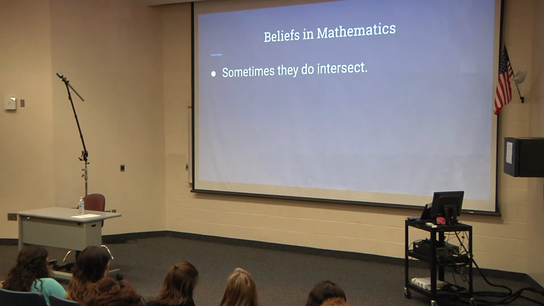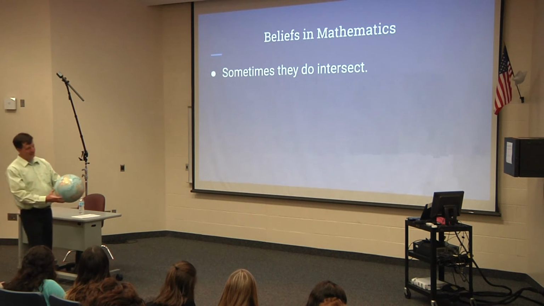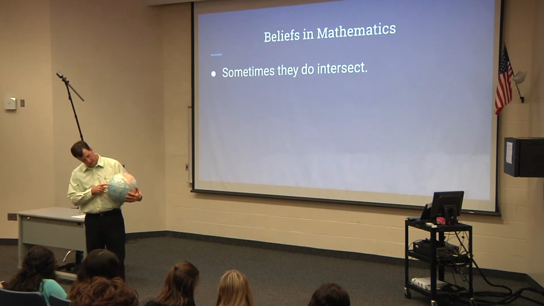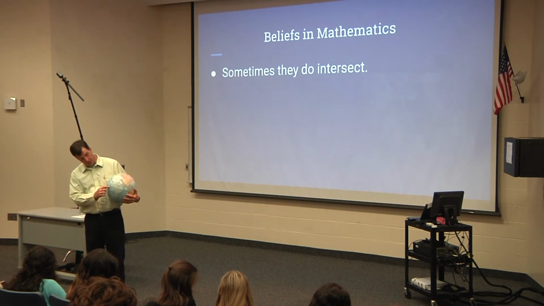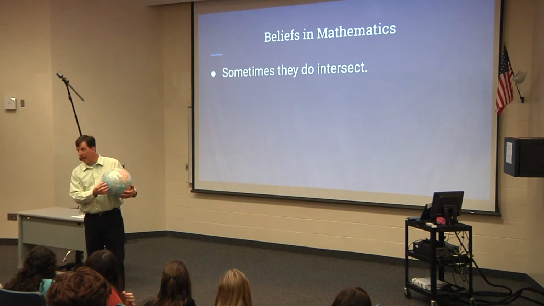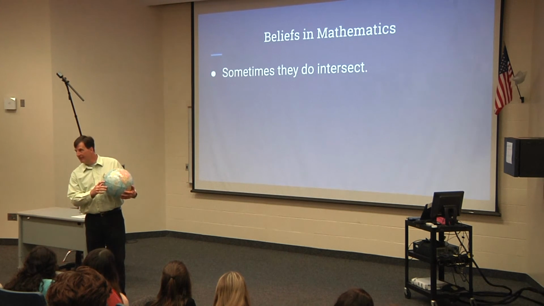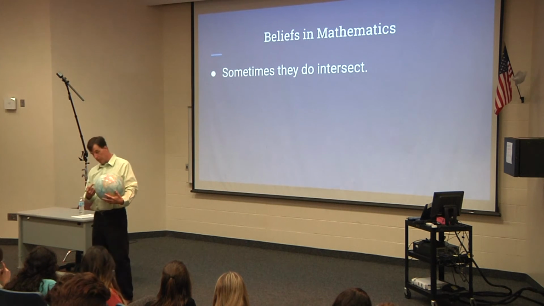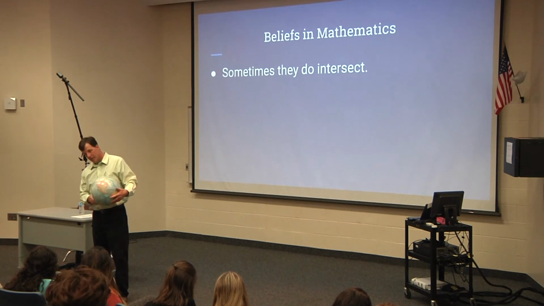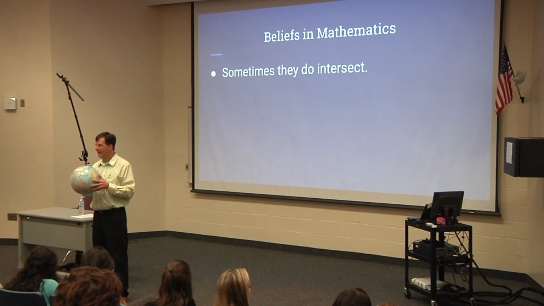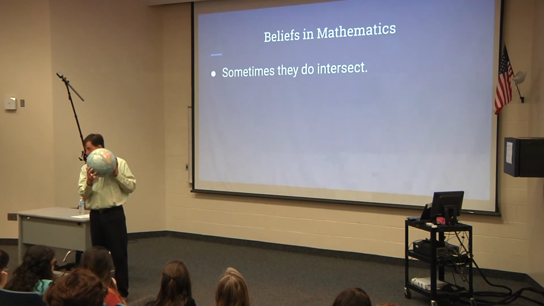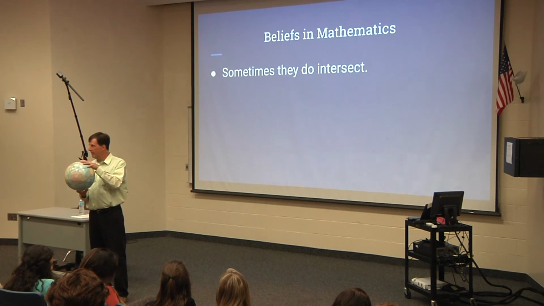Help me out here. At this point, at the international date line, longitude, are these two lines parallel? Yeah, they actually are. They both go straight up. They're an equal distance apart, right? Where do they meet? At the top. At this point, they are parallel. I guarantee you that. They meet at the top.